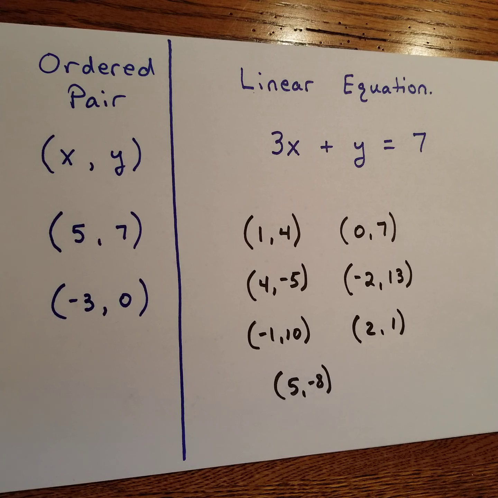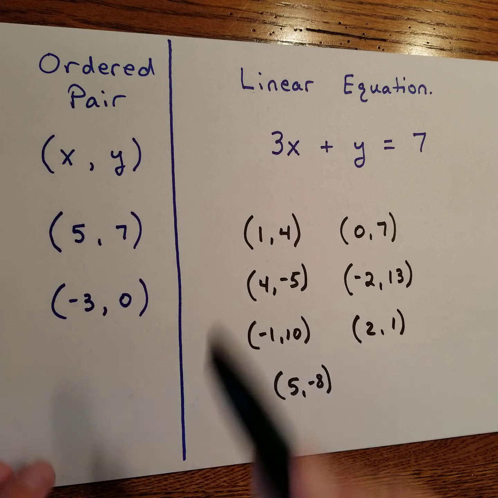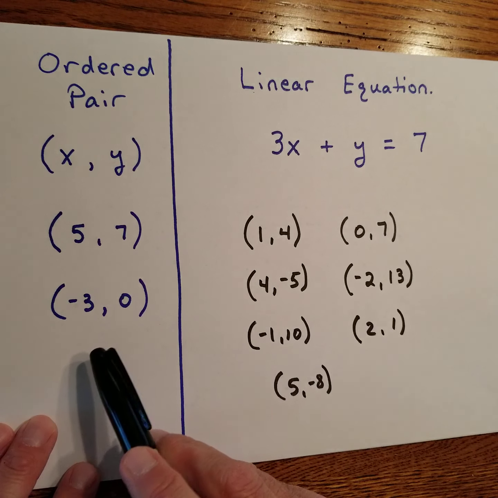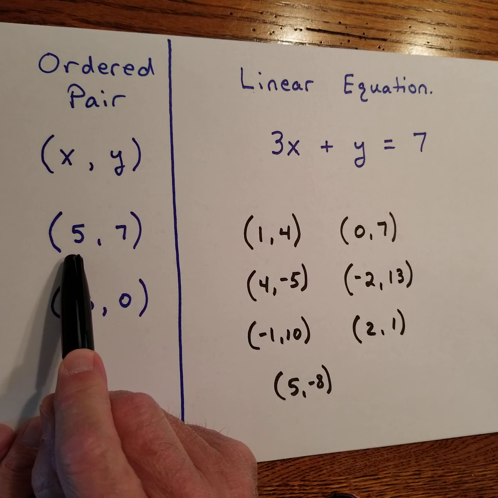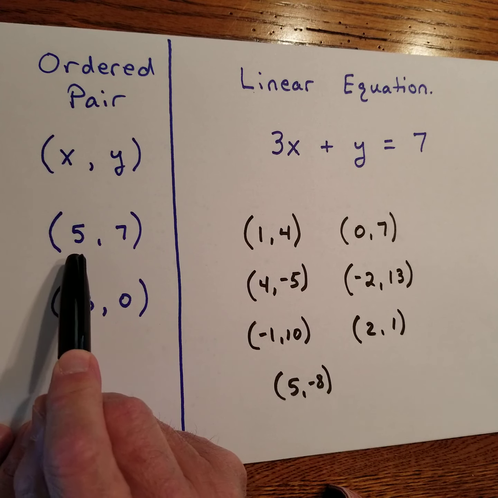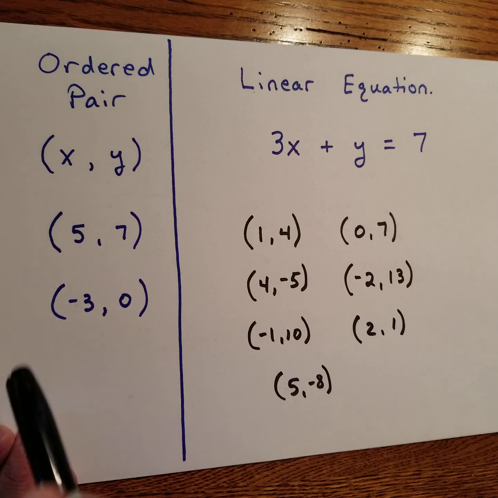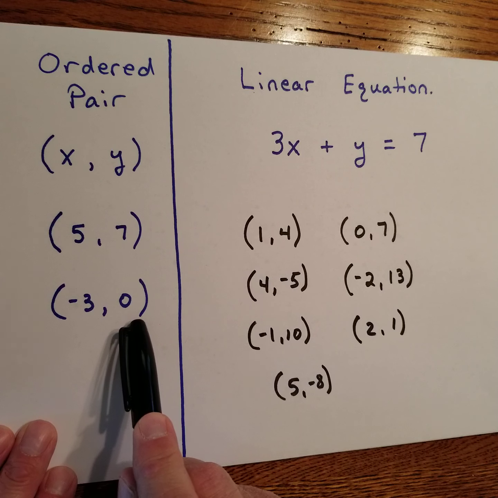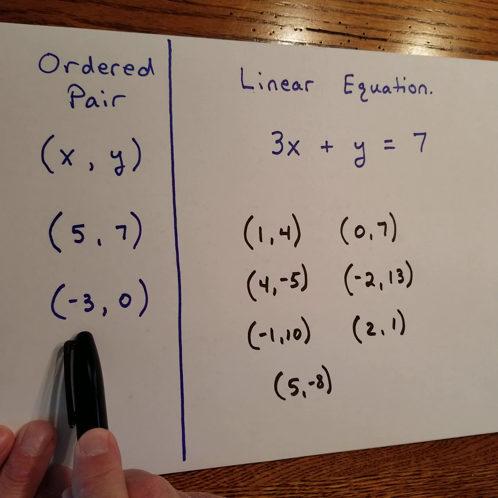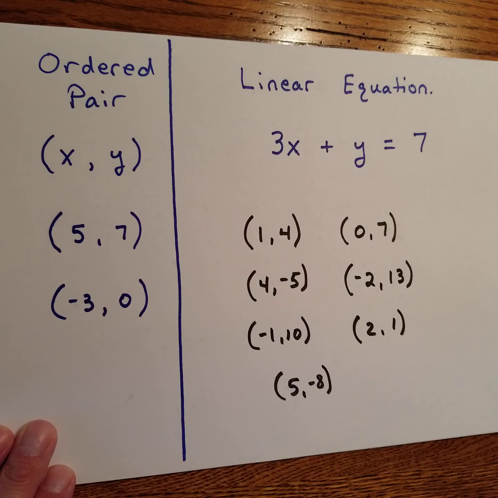All right, students. We have learned that an ordered pair is a pair of numbers that come to you in a particular order. For example, the ordered pair 5, 7. The 5 is first and it's an X. The 7 is last and it's a Y. Negative 3, 0: negative 3 is an X number. 0 is a Y number.